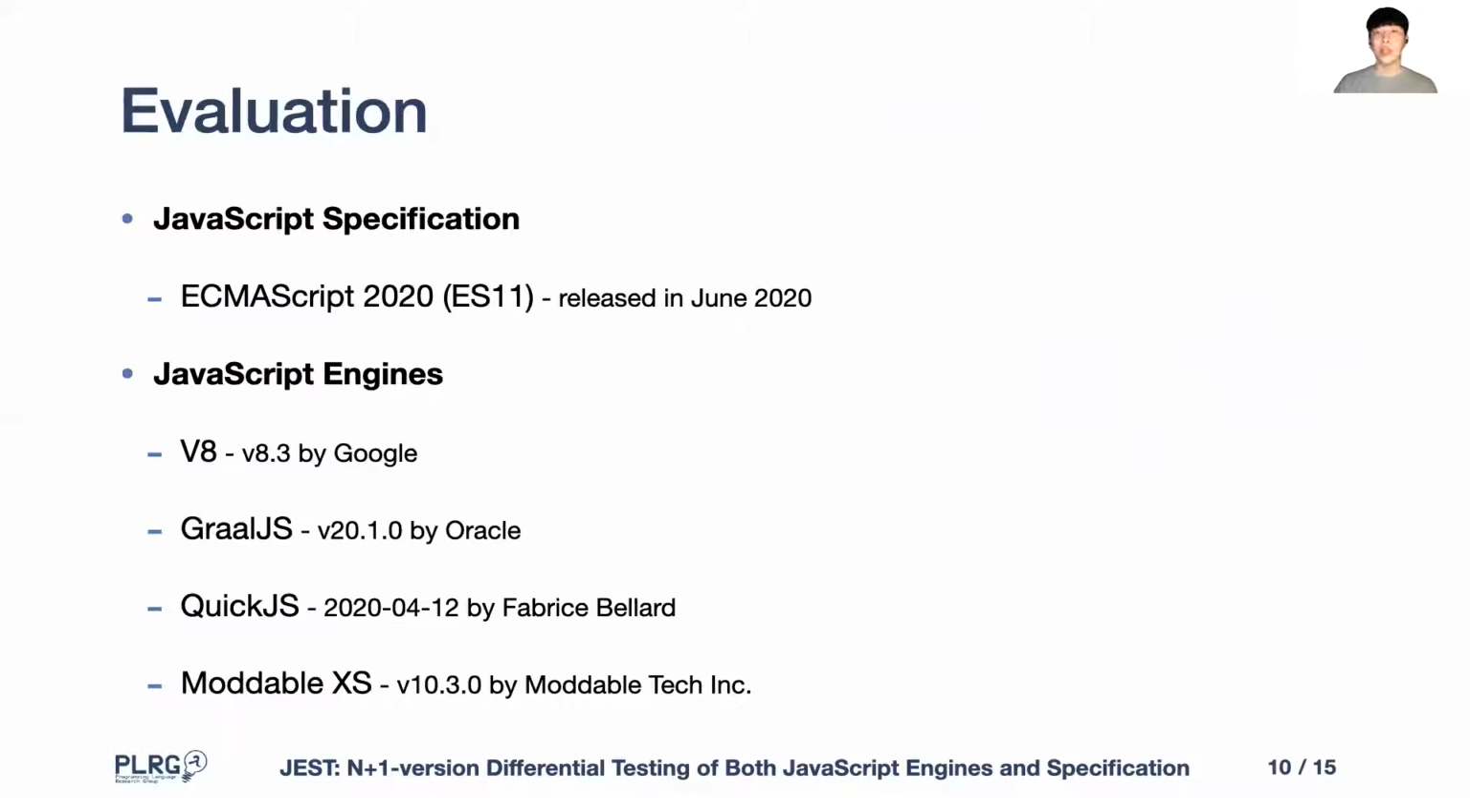We evaluated JEST with the latest version of ECMAScript and four different JavaScript engines. The latest ECMAScript version is the 11th version, called ECMAScript 2020, or ES11 for short. We selected these four JavaScript engines as our targets because all of them support all JavaScript language features in ES11. So ES11 and these JavaScript engines must conform to each other.